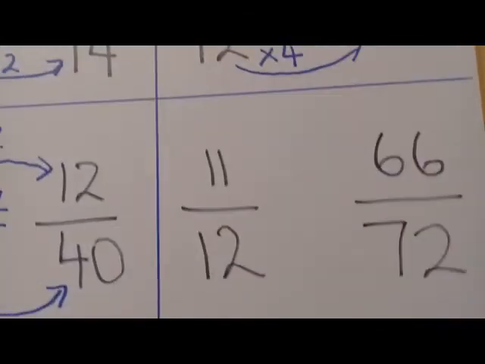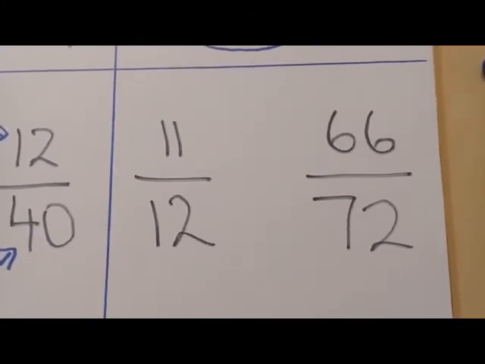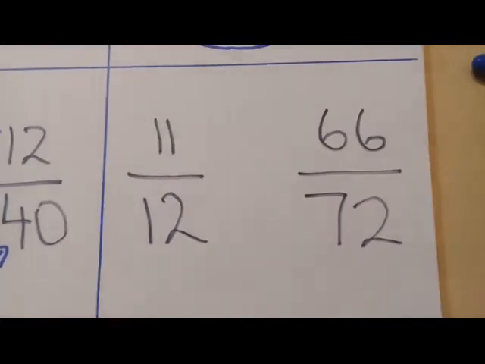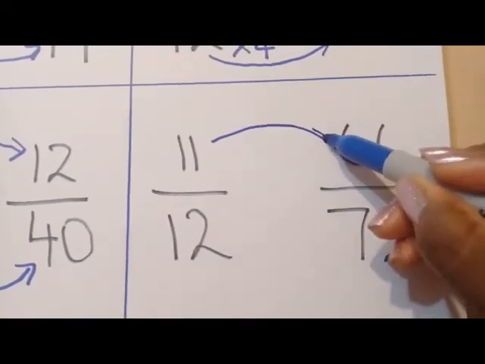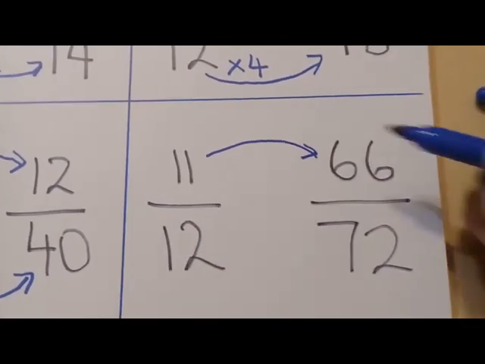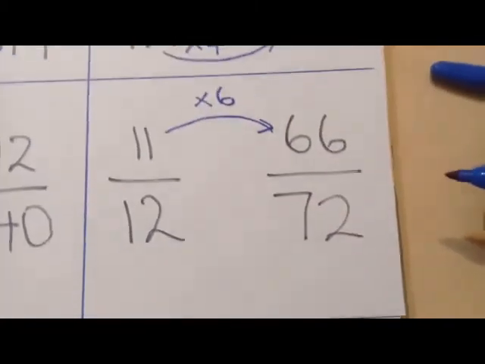Let's try one more. 11 twelfths and 66 seventy-seconds. I think that's how you say it. Well, to get from 11 to 66, what do I have to do? I have to multiply by 6. 11 times 6 gives me 66.